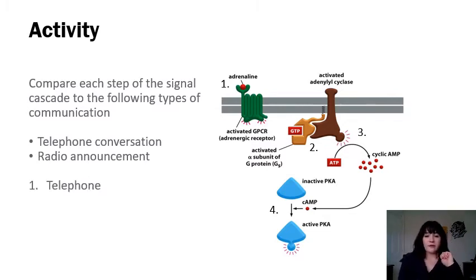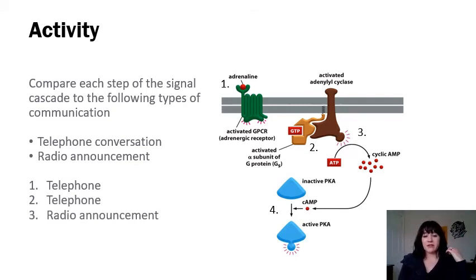So the first interaction I have listed as telephone. Adrenaline binding to a GPCR. We have one molecule binding to one target protein. So that's like a telephone conversation between two people. Next, we have one G protein interacting with one adenylyl cyclase protein. Again, one-to-one, it's like a telephone conversation.